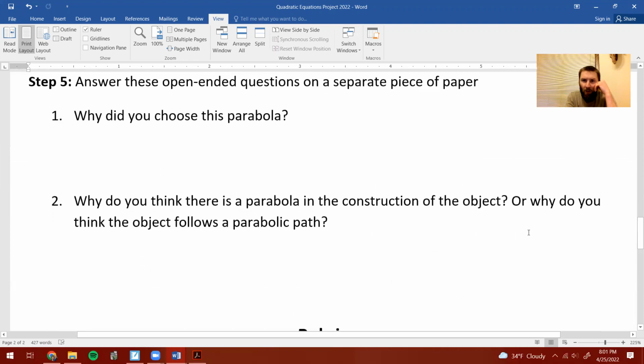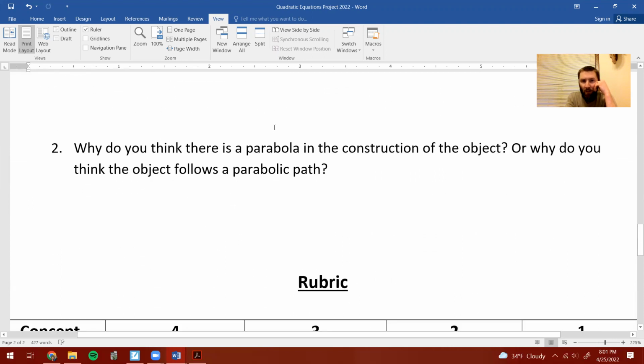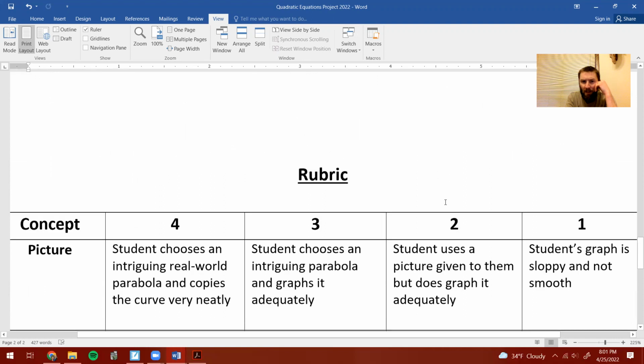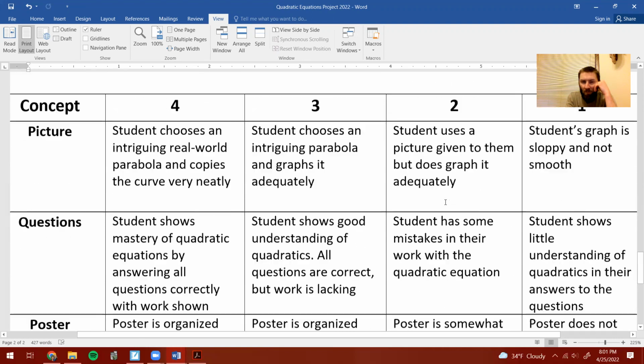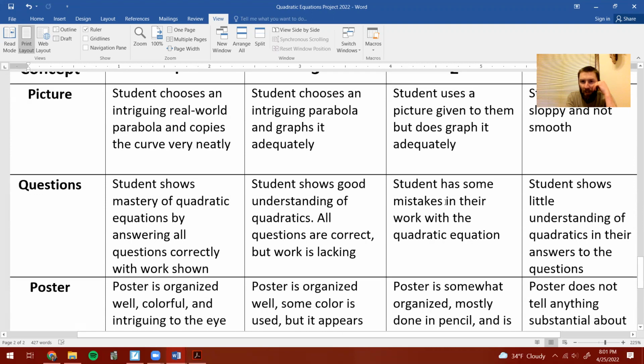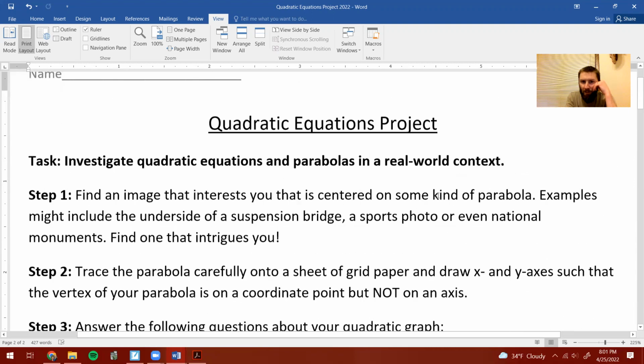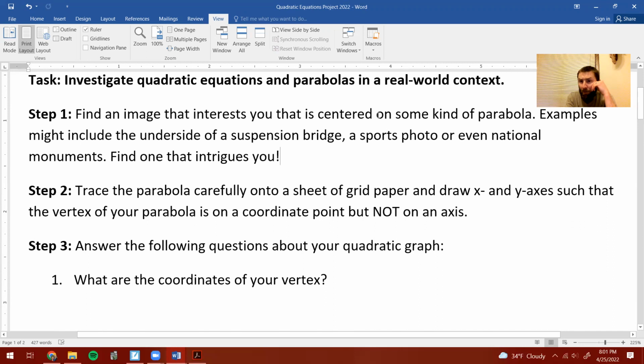Then you've got a couple open-ended questions to answer on a separate sheet for me, or you can answer them right on this if you print it off. And then down here's your rubric, 14 points. Should be pretty straightforward. You should be able to understand it. But your job mainly is to find a picture of a parabola you think is interesting. Could be something related to one of your hobbies, one of your interests, okay? Or just one you think looks cool.